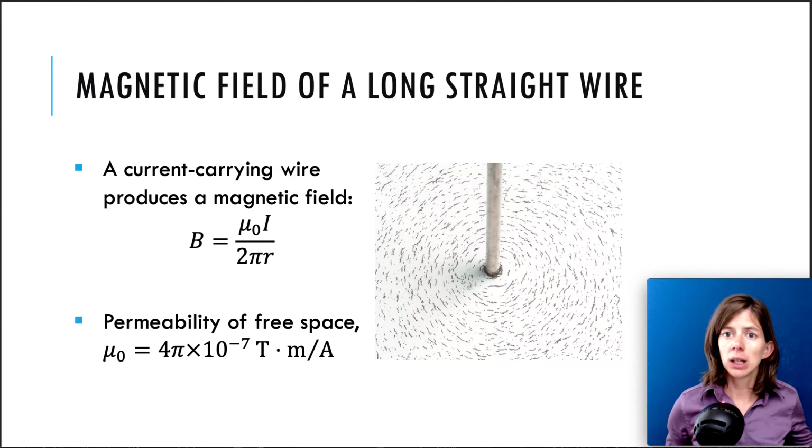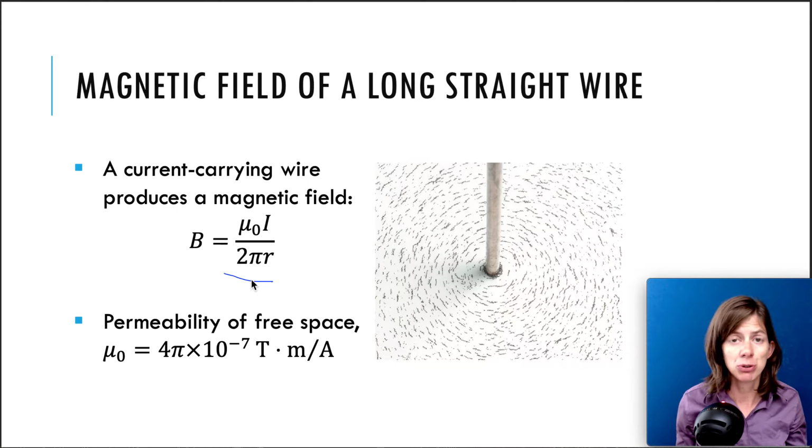We talked really early on that what creates magnetic fields is moving charges. So in this video, we're going to look at how moving charges or currents in a wire will produce a magnetic field. We are provided with the equation for the magnetic field produced.